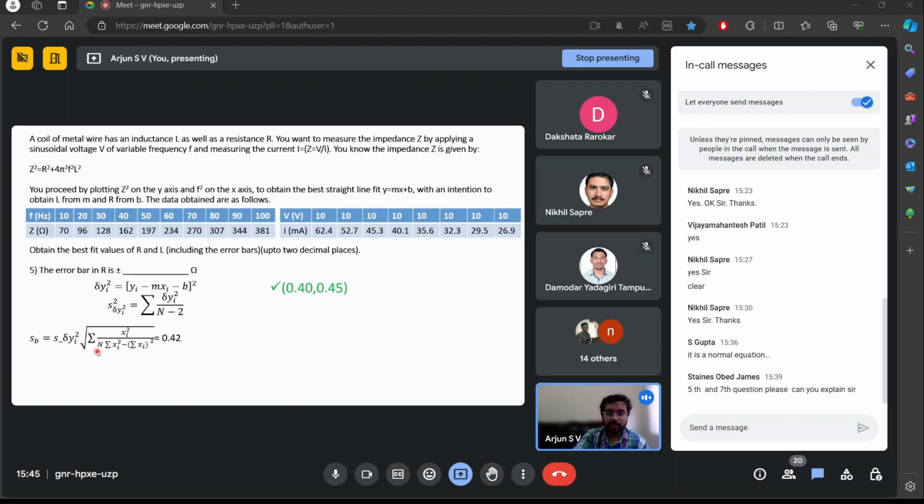From that, you'll be calculating the error value of R through the derivative equation from last week.